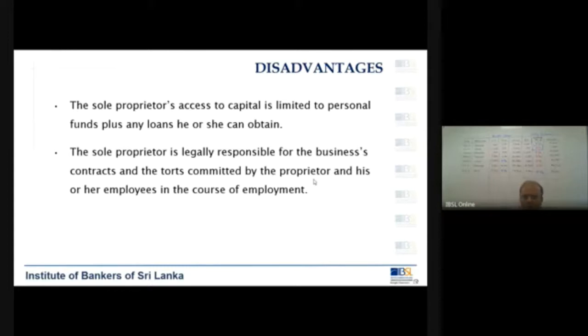Say some guy who is assisting you in your day-to-day operations has committed a tort or a fraud. As a result, there is a third party who is impacted. Now this guy will come to you and say, look, I have been forged or defrauded by this guy. End of the day, not the worker who is responsible, you will be responsible. That is a disadvantage.